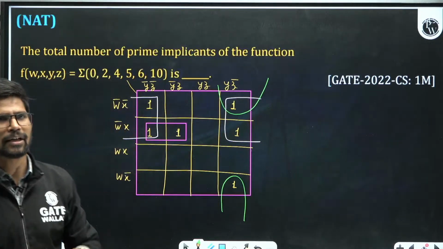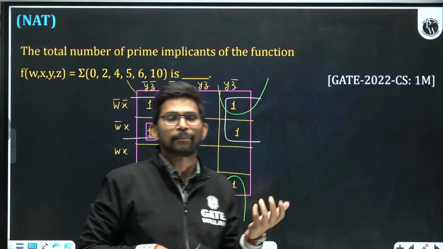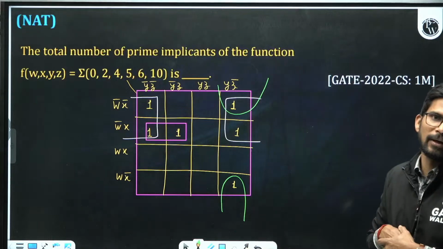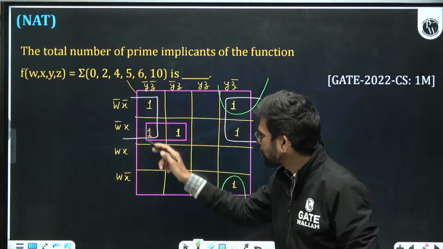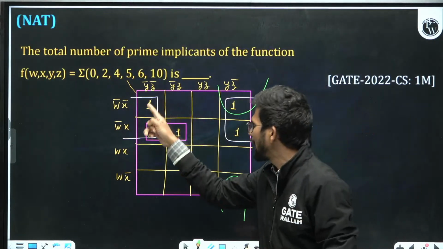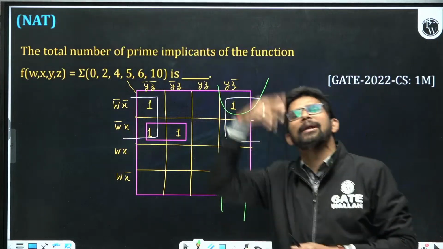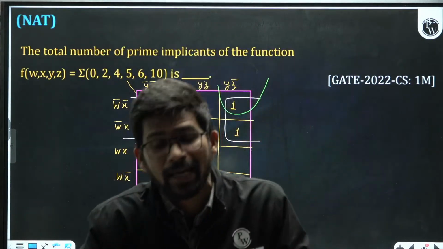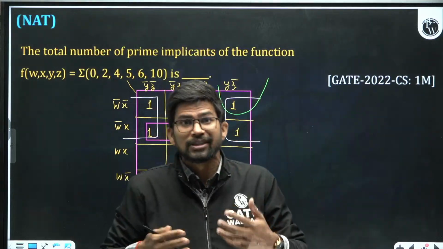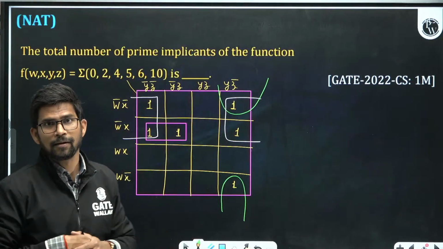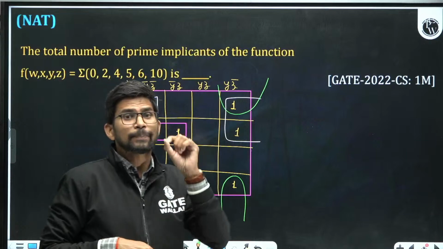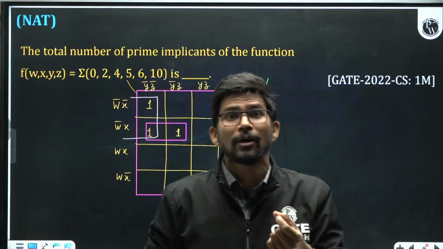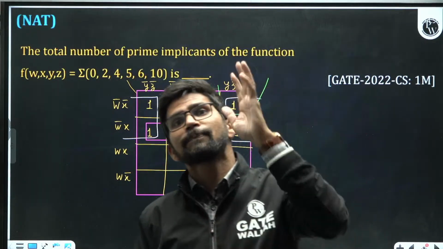How is someone getting 4 prime implicants? From where are you getting 4 prime implicants? Is this group a prime implicant? No. This pair can be combined with this pair to form a bigger group, a quad. So it cannot be a prime implicant. A prime implicant is a group which cannot be combined further. So the best possible groups which you form in the K-map are always prime implicants.